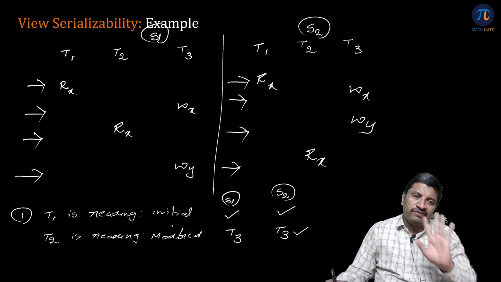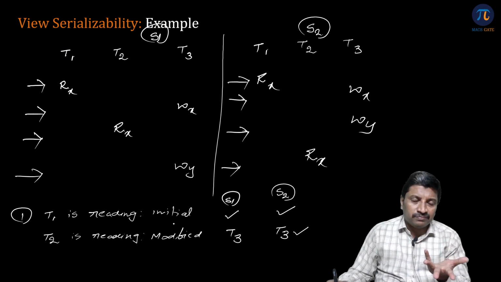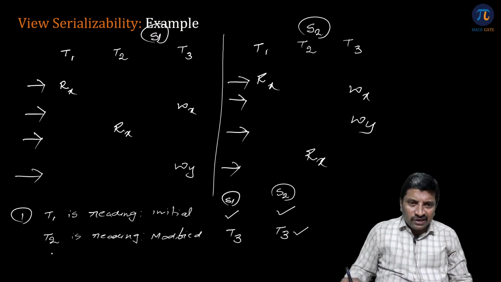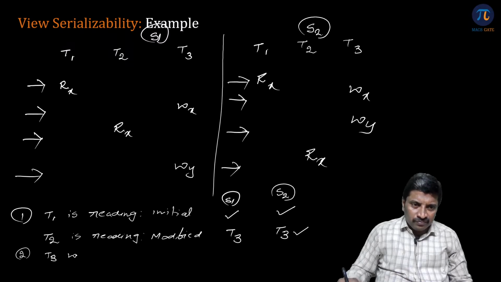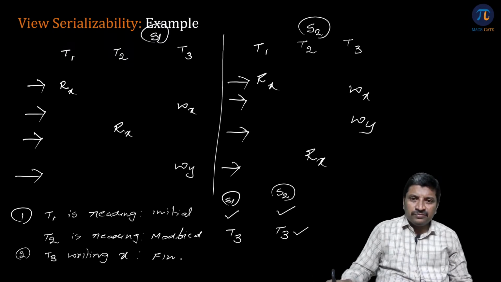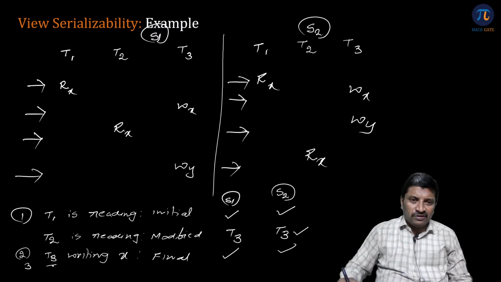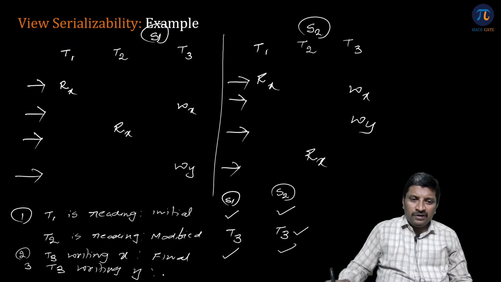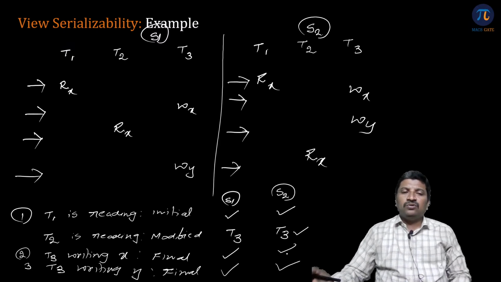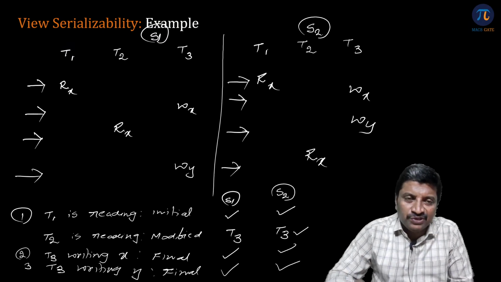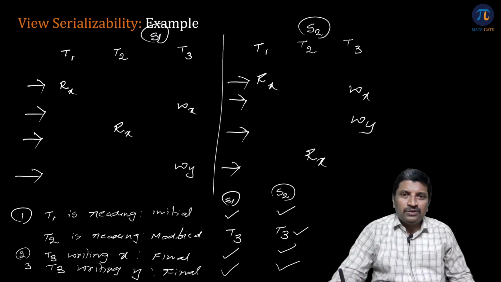Whether it is the initial value, fine. If it is a modified value, who is the supplier? Then any other reads? No. What about writes? T3 writing X. That is the final write. Is it the final write in both? Yes. The last one, T3 writing Y. After T3 writes it, no one writes it. So it is the final write in both. Hope you understood it. So these are the three conditions we need to verify for view serializability.